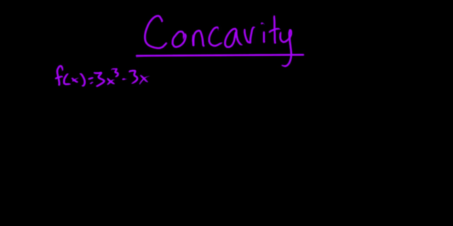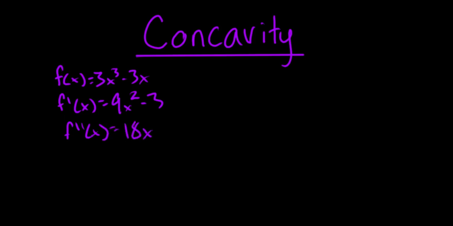Well, it's just as simple as finding the second derivative, so we're going to take the derivative twice, and we're going to set that equal to 0 and solve for x, right? So let's take our first derivative. The derivative of this is going to be 9x squared minus 3. And now we're going to take our second derivative, so we're taking the derivative again, and that is going to be 18x. All right, we have our second derivative, so let's set that equal to 0.